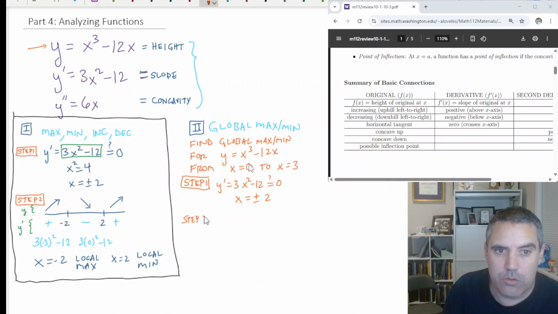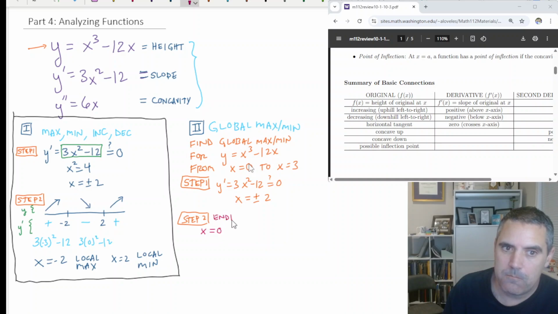Step 2. You could draw the number line, but it's not necessary because the question is not asking about whether it's a local max and min. Global max and min, the number one thing is you plug into the original function at the end, the original y. And in this case, there are three things to plug in. There's the endpoints, x equals 0, so you plug in the endpoints, and any critical numbers between the endpoints, in the interval.